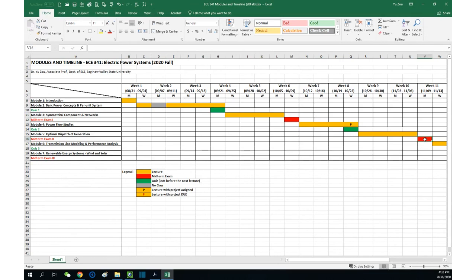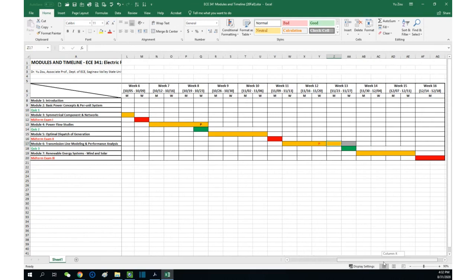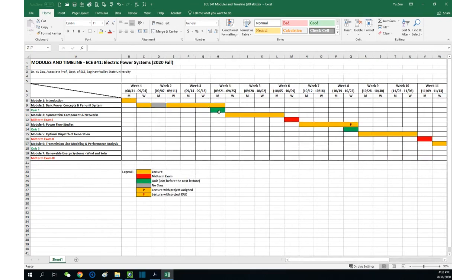Midterm 2 is here. It's right after module 5, and it's going to cover modules 5 and 4. As I said, not cumulative, right? And midterm 3 covers modules 6 and 7. Not cumulative again. However, a quiz covers just that particular module, only one module. So quiz 1 is here. What does it cover? Module 2 and module 2 itself.